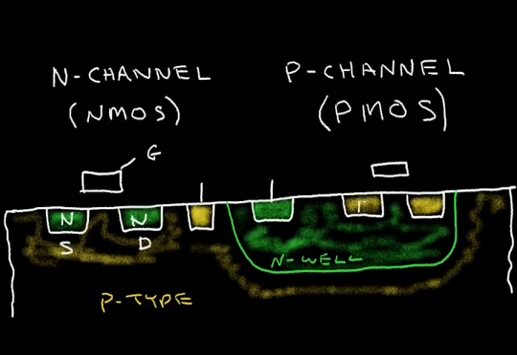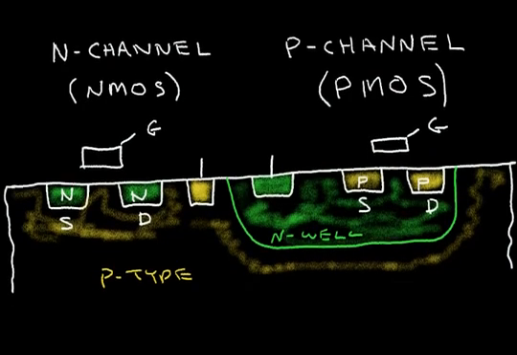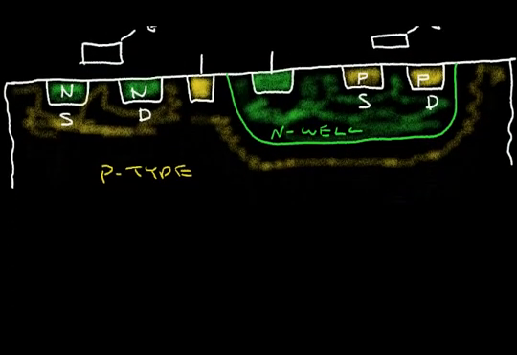This is a p-type material, p-type material. This is the gate. And this p-type material forms the source and drain. So I'll call this the source and this the drain region. And now let's draw the symbols for these transistors.